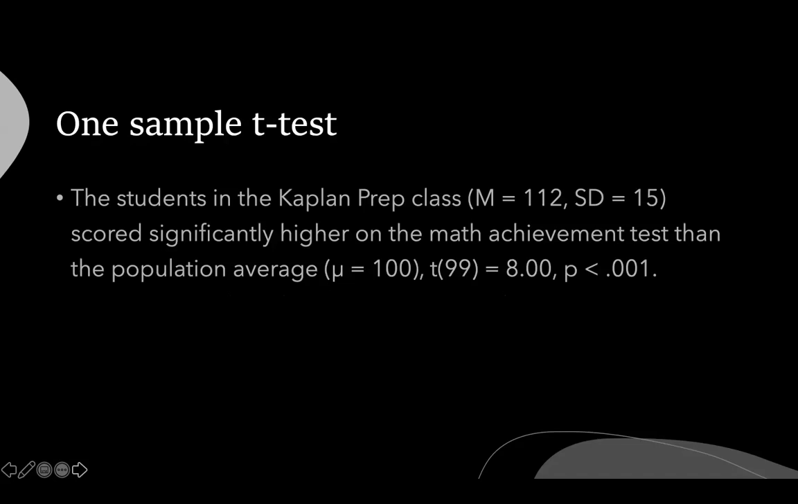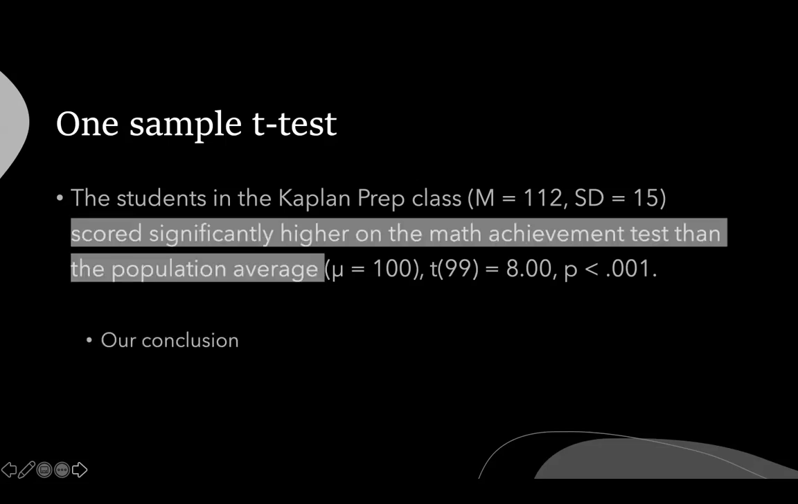And here mu represents the population average. When we use Greek letters, we're talking about population parameters. When we use the English letters M and SD, we are talking about the sample. And then it describes t with the degrees of freedom of 99 equals 8, p less than 0.001. Now, I'm not going to get into how we do a one sample t-test here. I just want to focus on the way we're describing our results.